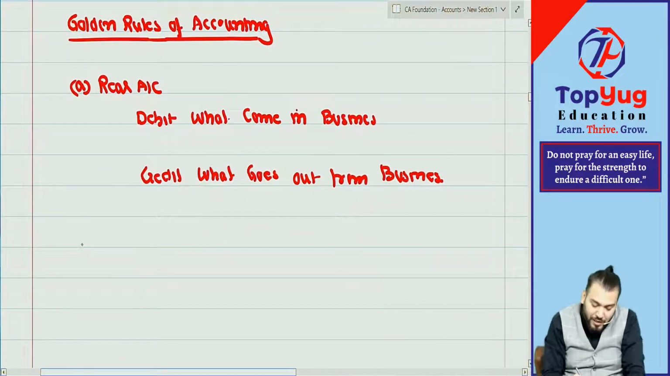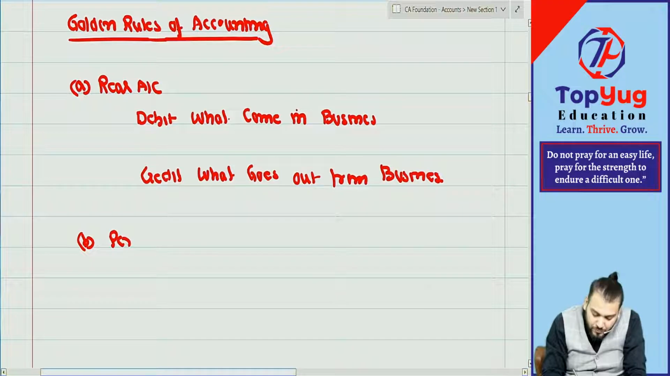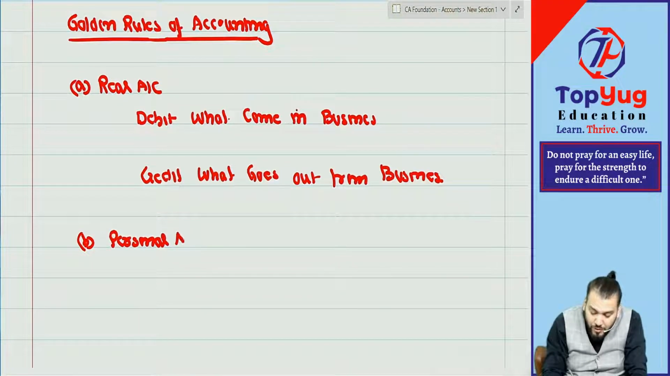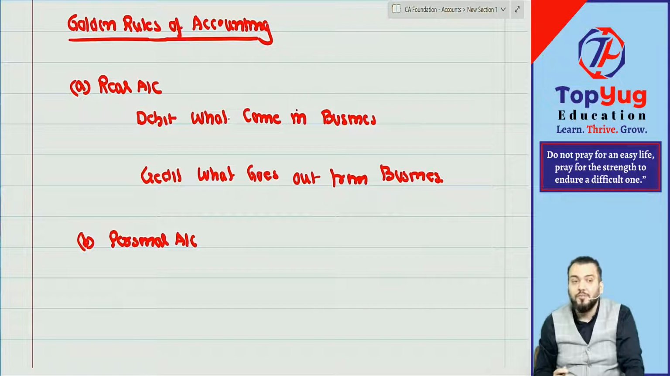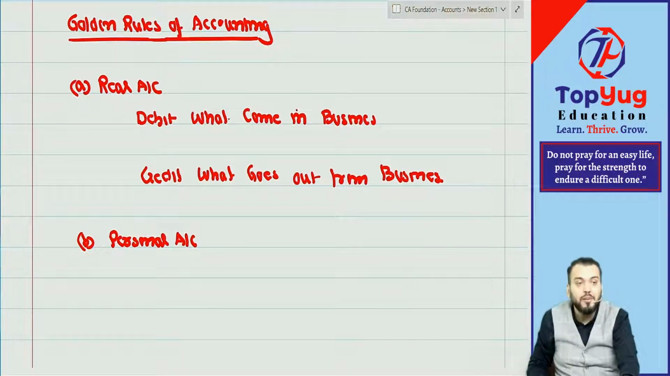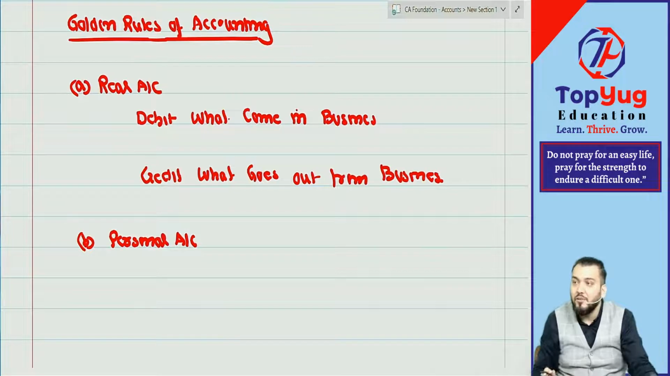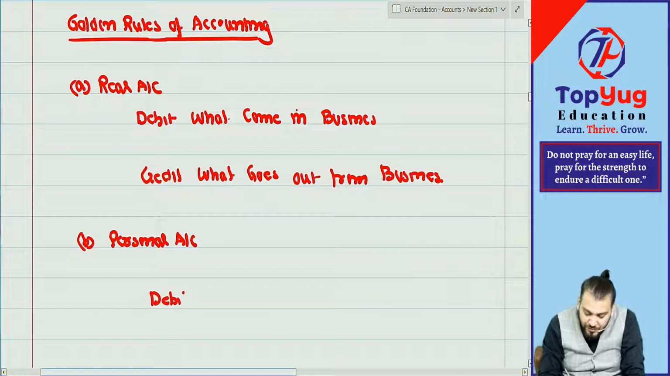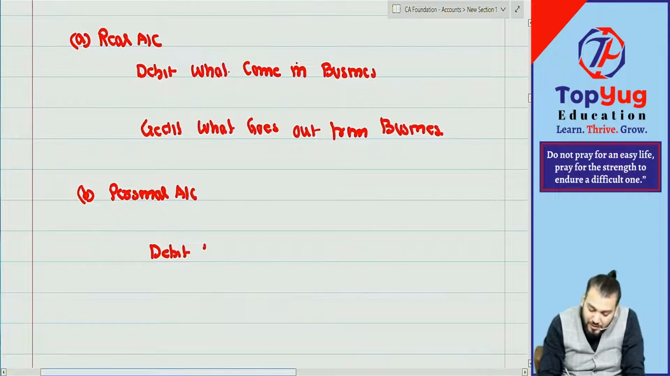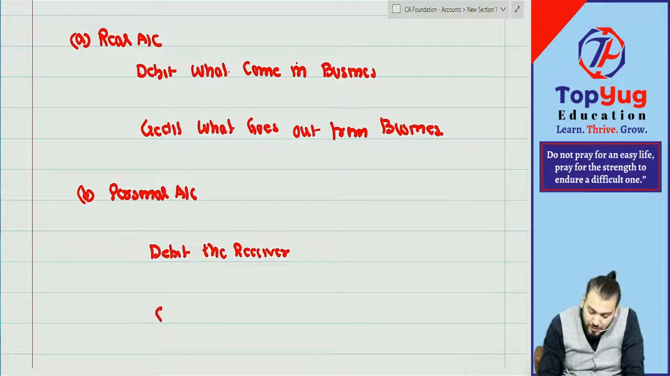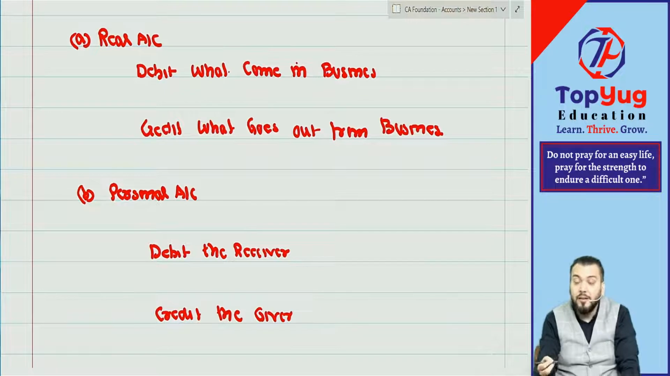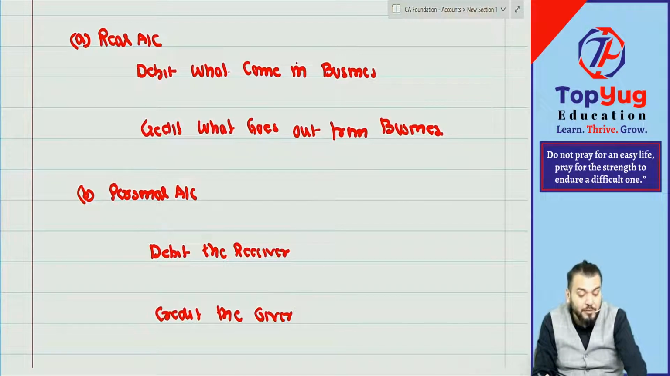Then coming to point number B, personal account. When I am saying personal account, it includes all types of person, whether it is natural person, artificial person, or representative personal account. The rules remain the same for all these three. What is the rule? Debit the receiver, credit the giver.